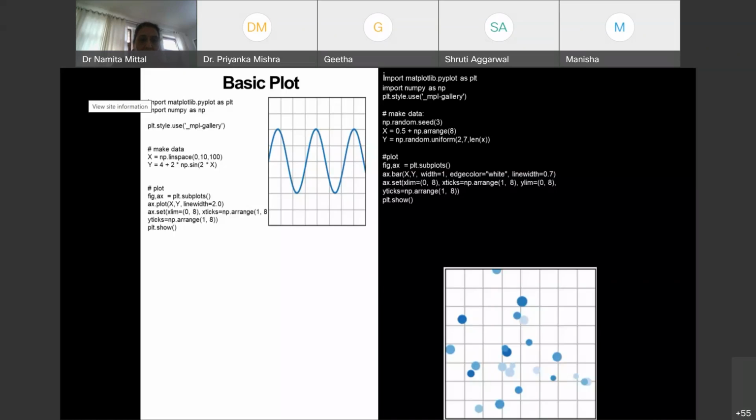ये fig, ax से क्या हुआ? एक मेरा figure बन गया है. Not yet plotted. It's in my hand. Memory में है ये fig, ax. अब मैं इसको plot कर रही हूँ. जो मेरा fig बना है, figure बनी है. Figure का नाम क्या है? ax. ax जो plot कर रहा है उसमें क्या क्या पैरामीटर्स पास कर रही हूँ? x और y जो मैंने डेटा जनरेट किया था ऊपर.